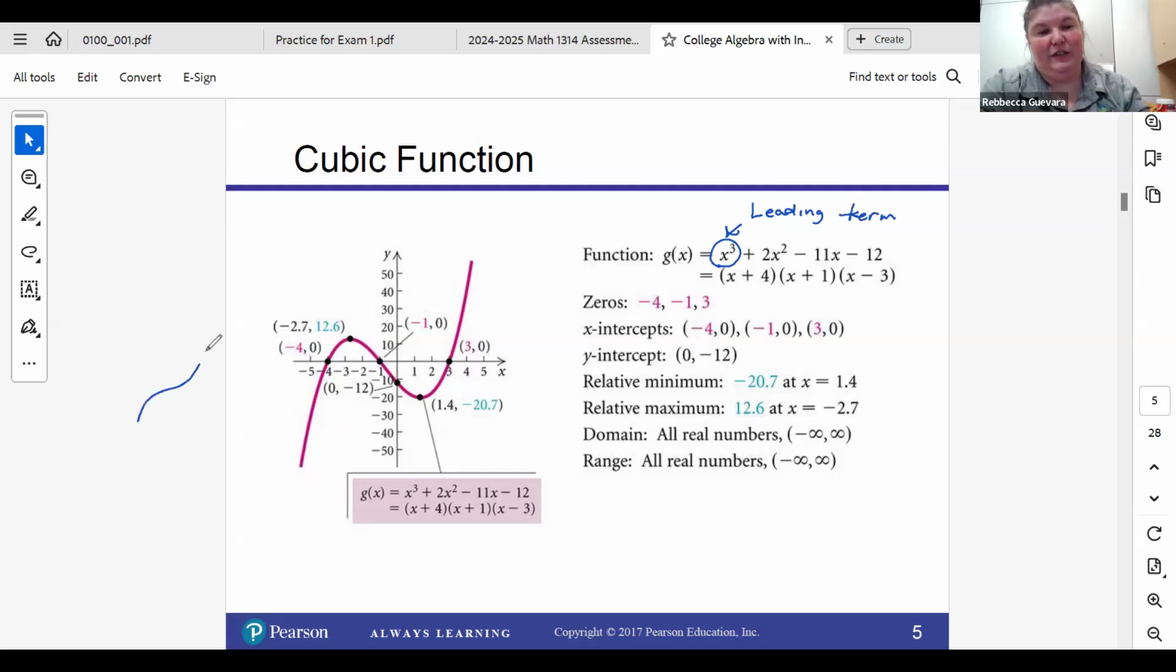So cubics kind of look like this. This one goes up and down, but overall we see basically that same shape. Because we're thinking in the long run, what is it doing here? In the long run, it's keeping that same thing going on.